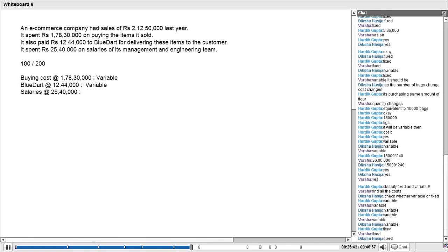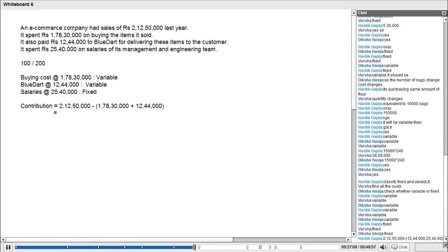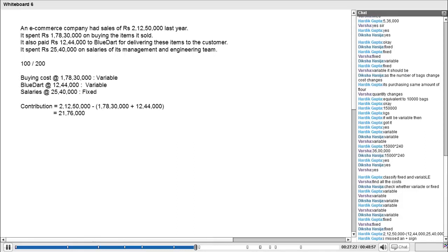So what is contribution? Contribution is revenue 2 crores 12 lakhs 50,000 minus 1 crore 78 lakhs 30,000 plus 12 lakhs 44,000, which is equal to, can anybody tell me what is the answer? It is 21,76,000. Okay, so the contribution was 21,76,000.